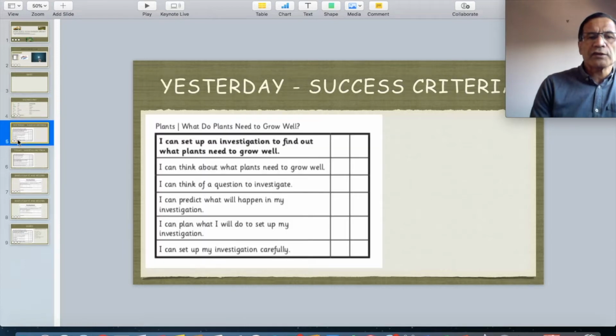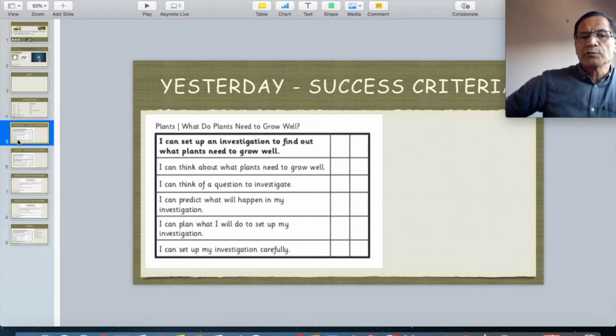So we had a success criteria last week that we introduced as well. So I can set up an investigation to find out what plants need to grow well. Well, our investigation is we've measured the height of these plants and we're going to measure the heights of those plants again, which is roughly about 7 days later. And then you need to think about what plants need to grow well.